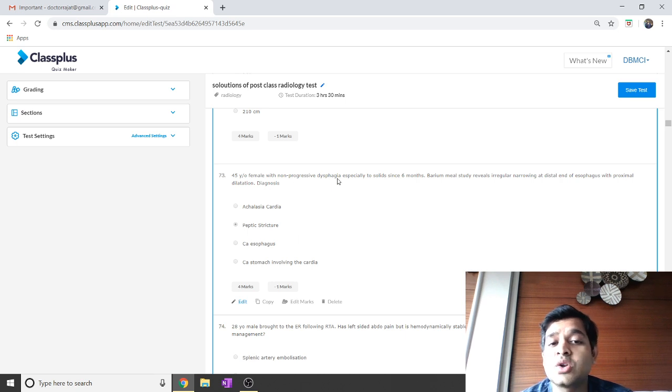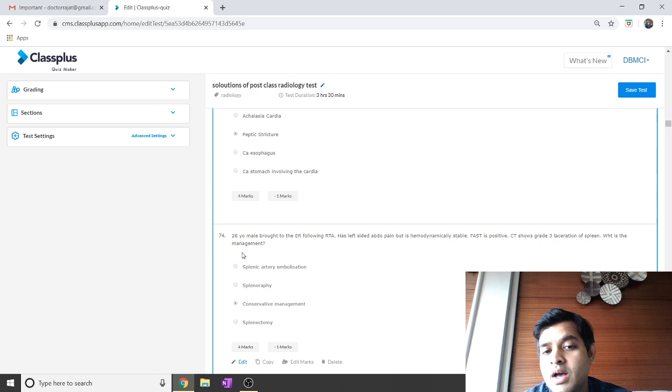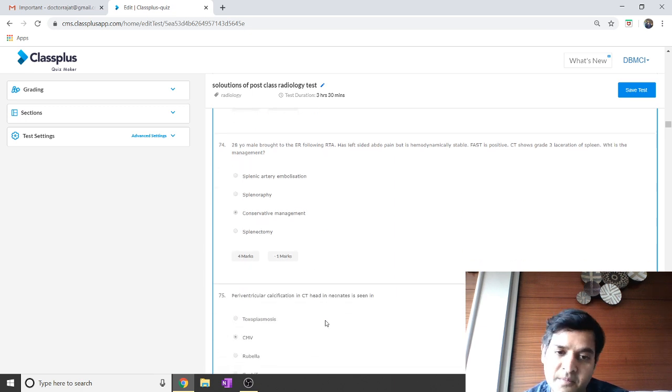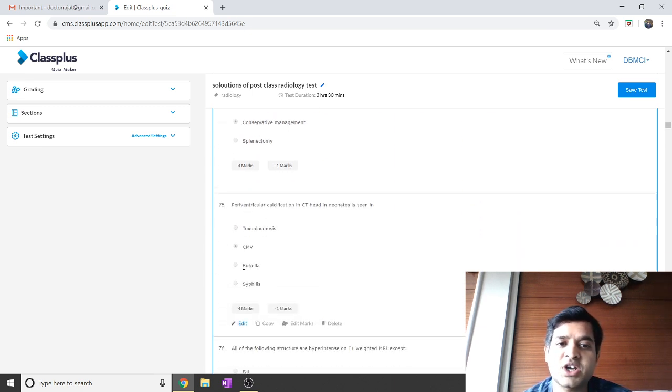If a female has a non-progressive dysphagia and that too especially to solid, it's a benign anatomical cause of dysphagia and that is peptic stricture. If a patient has a road traffic accident and he is stable and there is a laceration in the spleen, as long as patient is not unstable, as per the guideline, patient should not be operated and the management is conservative. Periventricular calcification is a feature of cytomegaloviral infection.